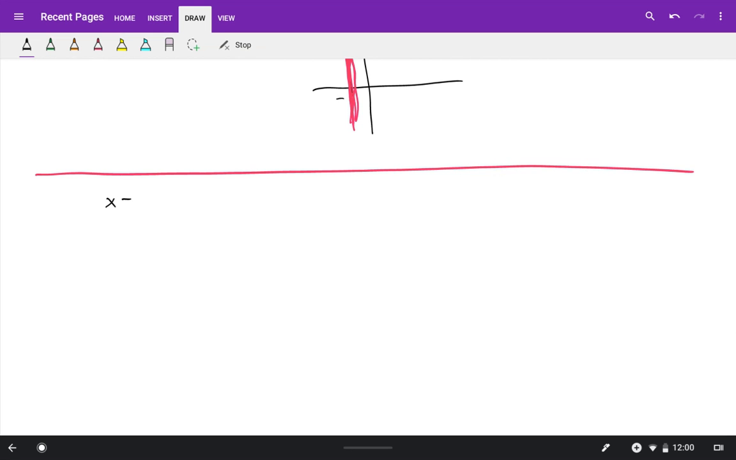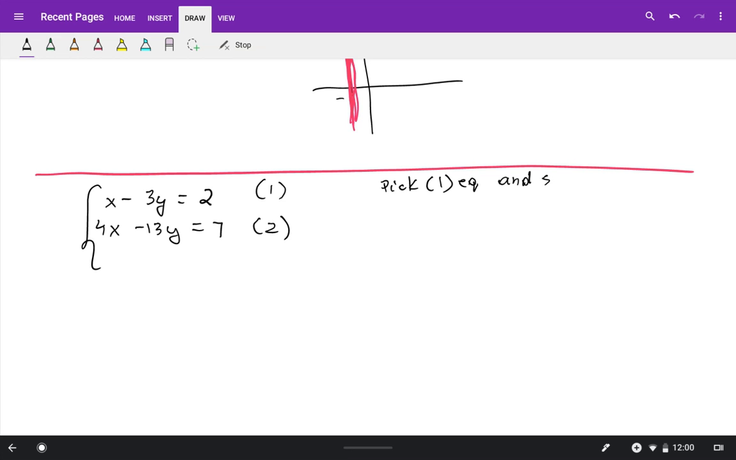So we have x minus 3y equal 2. The second equation is 4x minus 13y equals 7. So substitution method, you have two equations, 1 and 2. I'm going to pick the first equation and solve for x because it's easy to solve for x. So I have x minus 3y equal 2. I'm going to solve for x by adding 3y to both sides. And we're getting x equal 3y plus 2.